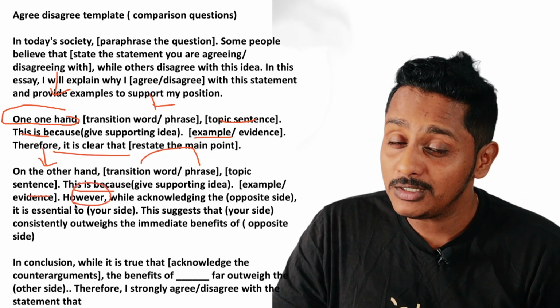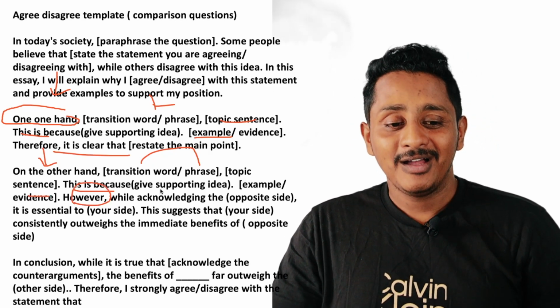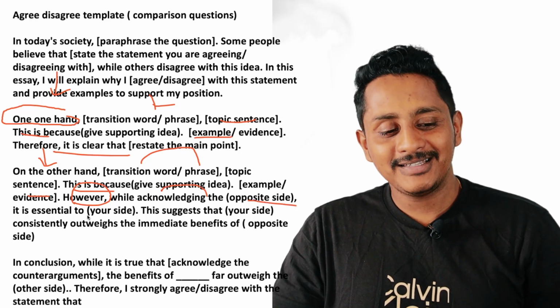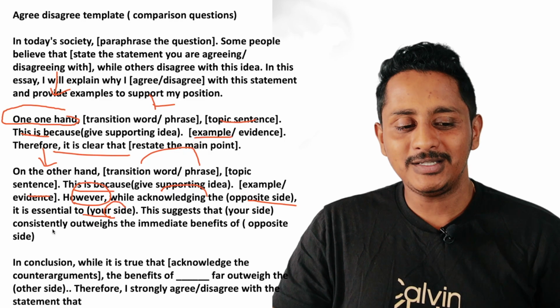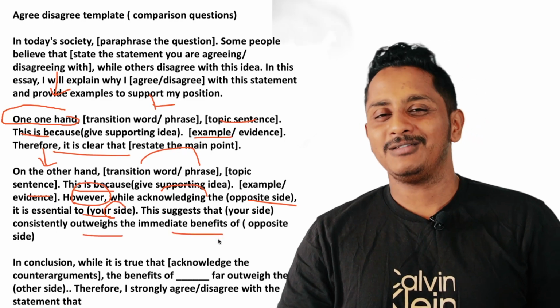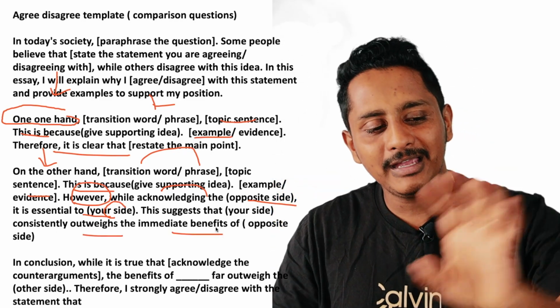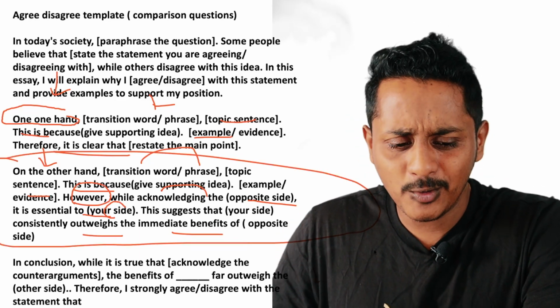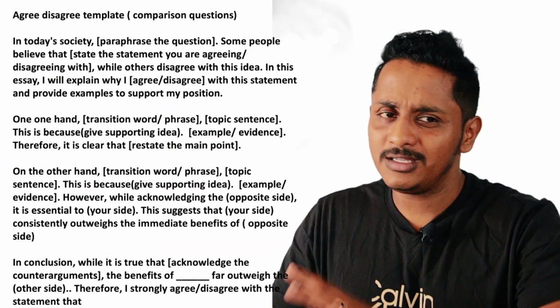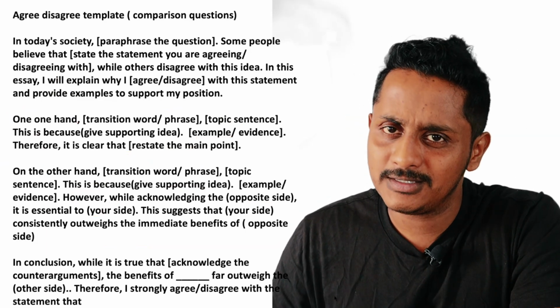Example, however, while acknowledging the opposite side, it is essential to your side. I'll explain how to do that. This suggests that your side consistently outweighs the immediate benefits. Basically, we are comparing in here itself in a different way. Conclusion remains the same. You don't have to change anything as far as the previous template is concerned.